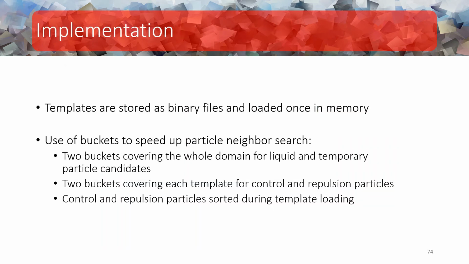When recorded, templates are stored as binary files in our database and are loaded once in memory, even if they are instantiated multiple times. In order to speed up particle neighborhood search, we use several uniform acceleration structures called buckets in the literature. Two buckets covering the whole domain, one for liquid particles and one for temporary particle candidates, are used. In addition to these buckets, two other buckets covering each template are used for control and repulsion particles. Control and repulsion particles are stored in these buckets for the whole template duration when loaded in memory.